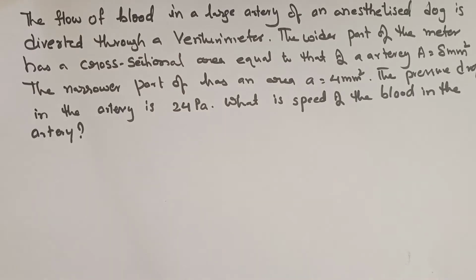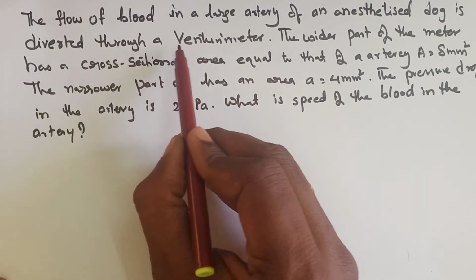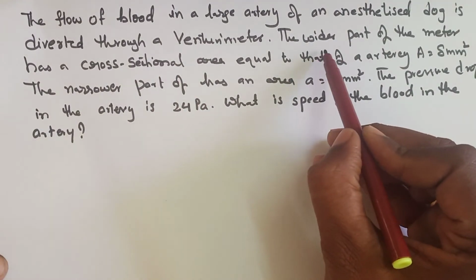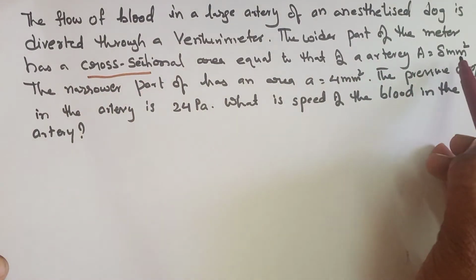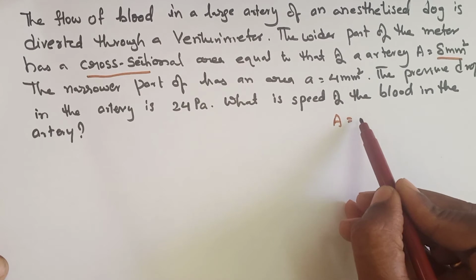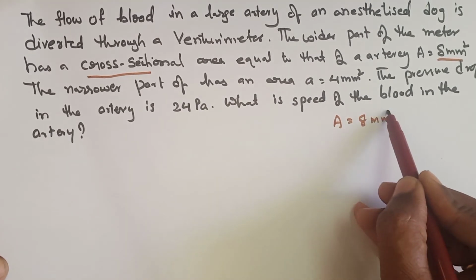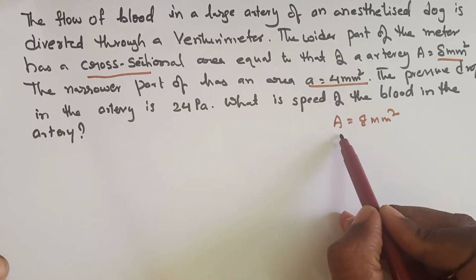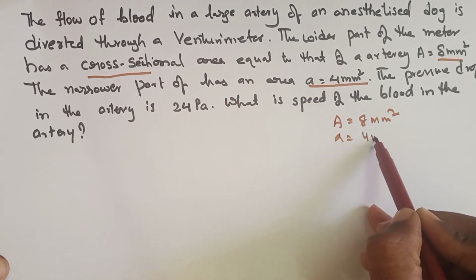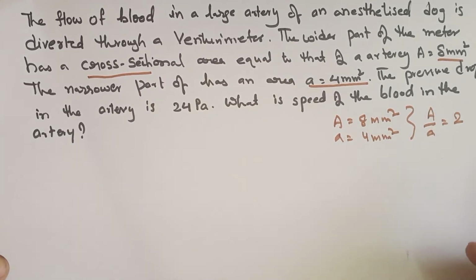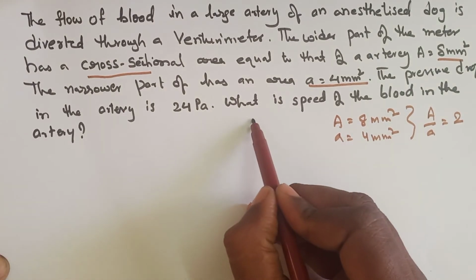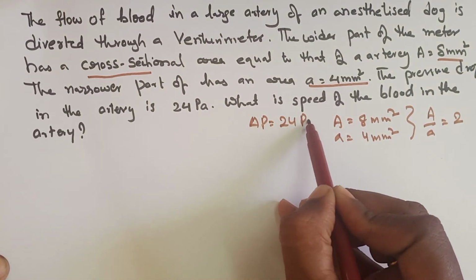So this is a problem where we find out the speed of the blood in the artery. Here the blood is allowed to flow through a venturimeter. The wider part of the meter, meaning the broad cross-sectional area, is A = 8 mm², and the narrower part of the area is small a = 4 mm². So A by a is simply a ratio of 2. The pressure drop in the artery is ΔP = 24 pascals.